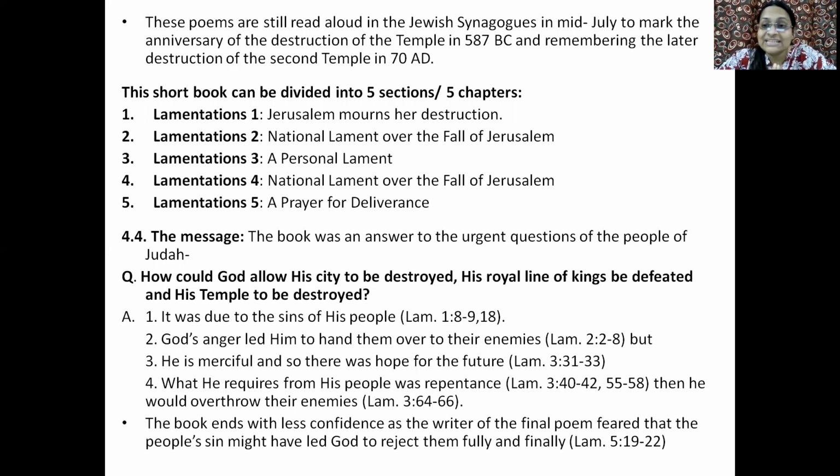Okay, towards the end, let's see what basically is the message or what is there in the book. So the message is basically like a question and answer. The book was an answer to the urgent questions of the people of Judah. The people of Judah were asking so many questions, and the book seems to be an answer for all of that.